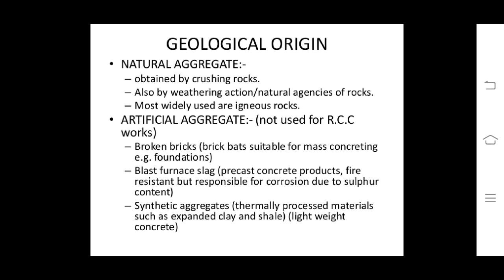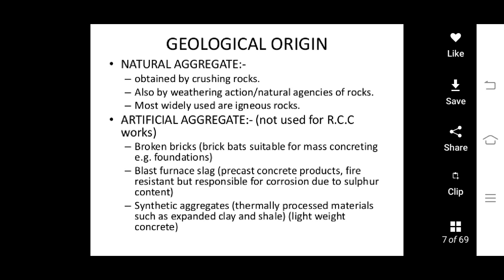According to geological origin, the aggregates are classified as natural aggregates, which are obtained by crushing rocks, also by weathering action and by natural agencies like wind and natural streams. The rocks are disintegrated to form aggregates. The most widely used rock for natural aggregate is igneous rock.